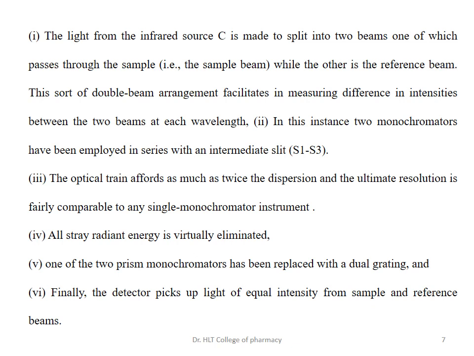One of the two prism monochromators has been replaced by a dual grating. So it means in the single beam we use a prism monochromator, but in the double beam, remember, a grating monochromator is always used, and the beam passes to the detector. The detector picks up the signal and amplifies it. This amplifier gives the reference beam and the sample beam.